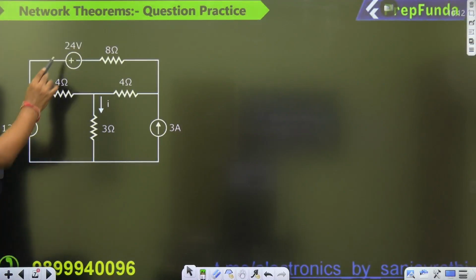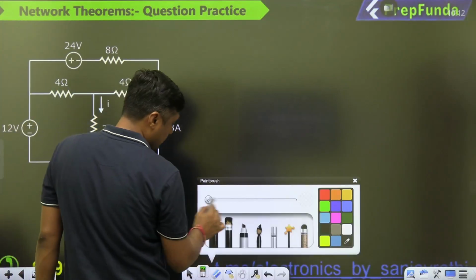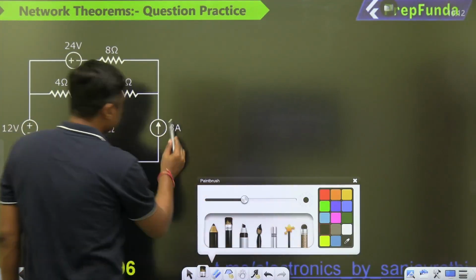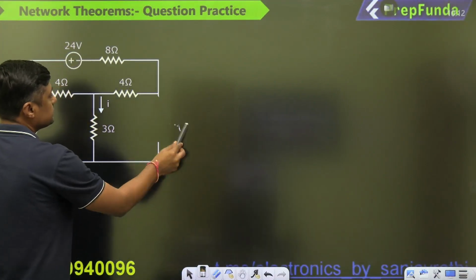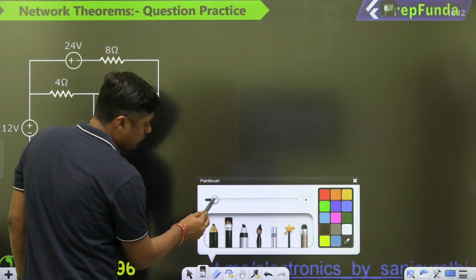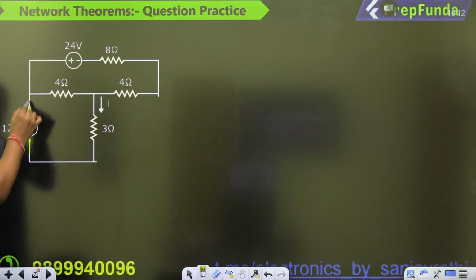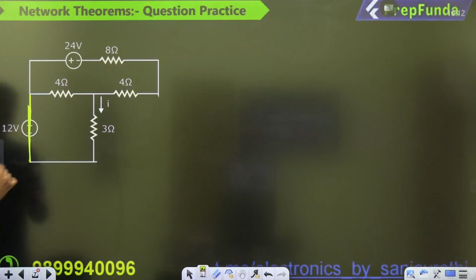Second one is a 24 volt battery. So you can make it what? Again open circuit. Make it open circuit. Make it short circuit. Which one? 12 volt battery. Short circuit. This time this is short circuited. And you have to find this I2. This I2. Right?